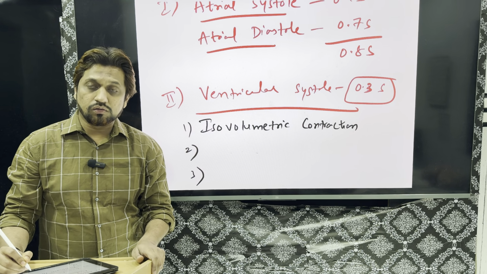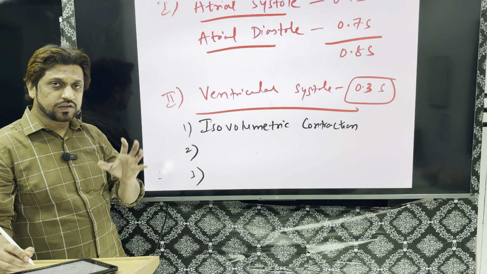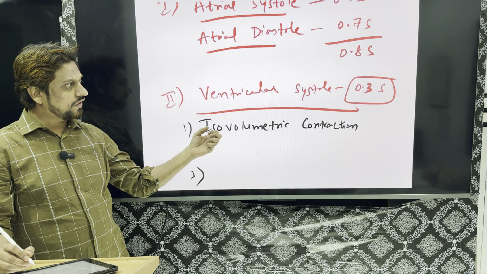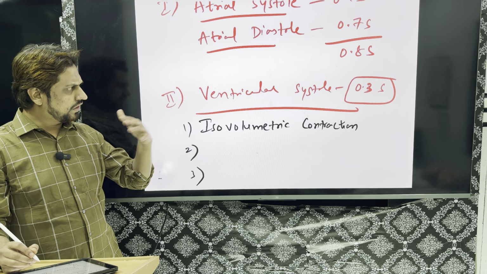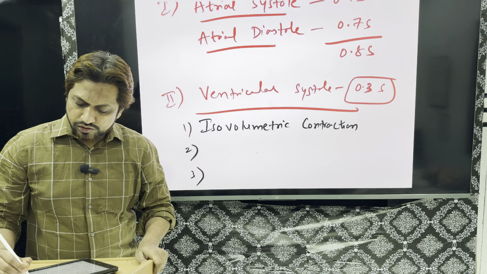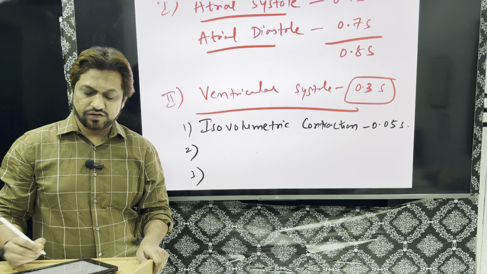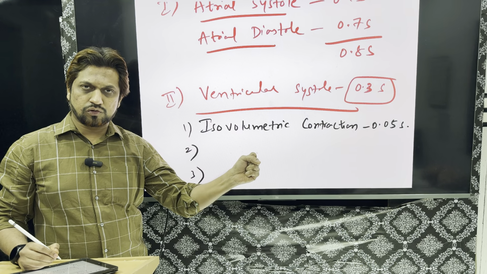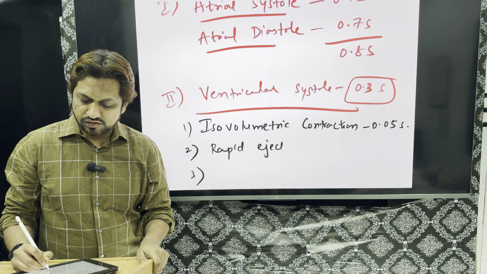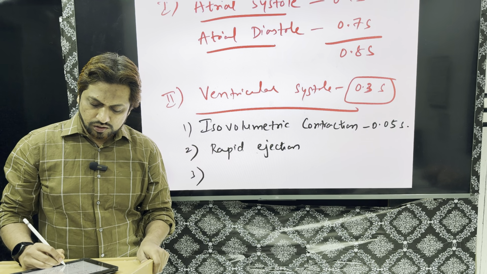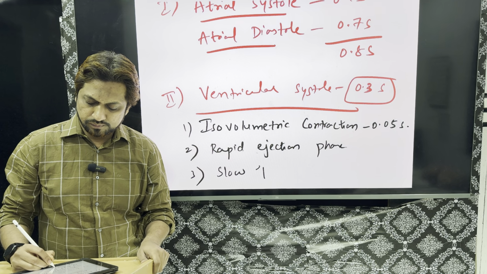Right now, just concentrate on these different phases. We will explain all the phases and the pressure and volume changes during the isovolumetric contraction period, rapid filling phase and all later. The duration of this isovolumetric contraction period is around 0.05 seconds. Then there is the rapid ejection phase, then the slow ejection phase.